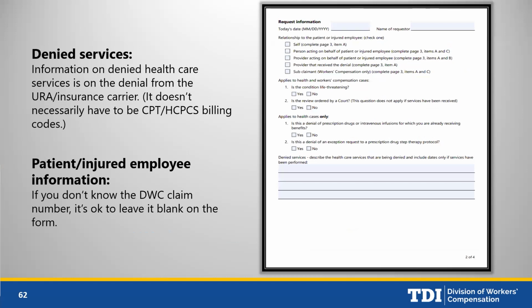First of all, it's going to ask what the denied services are. You can take that information, lift it right off the adverse determination. This section doesn't require HCPCS or CPT codes. You can put them, but again, it's probably best just to look straight at the adverse determination to put it in there. And on the patient information section, there's a spot to put the DWC claim number. If you don't have it, you don't have to put it. Just say you don't have it. But if you know it, put it there.